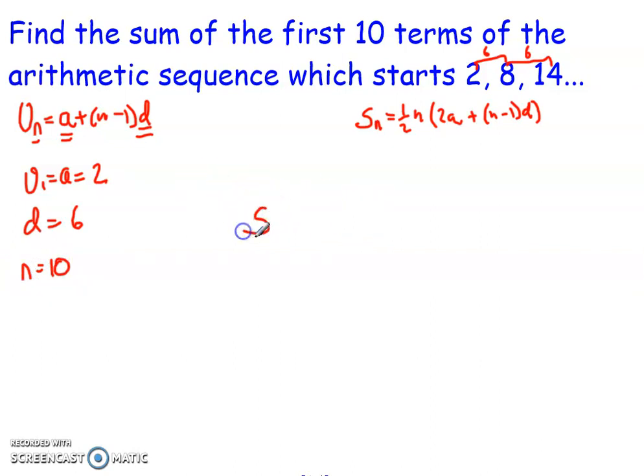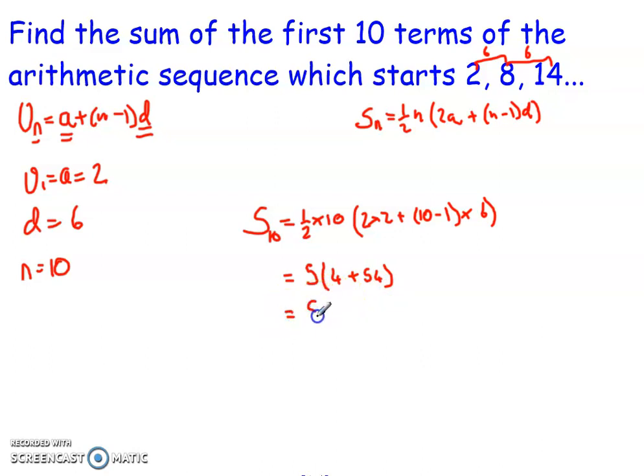So in this case, I also know that n is going to be equal to 10. So what I know for this sequence is that the sum of the first 10 terms is equal to a half times 10 bracket 2a, so 2 times 2, plus the n minus 1, so 10 minus 1, times the d, which in this case is 6. So that gives me a half times 10, so that gives me 5, bracket, 2 2s are 4, 10 take away 1 is 9, 9 6s are 54. So I then end up with 5 times 58, which in this case gives me 290.